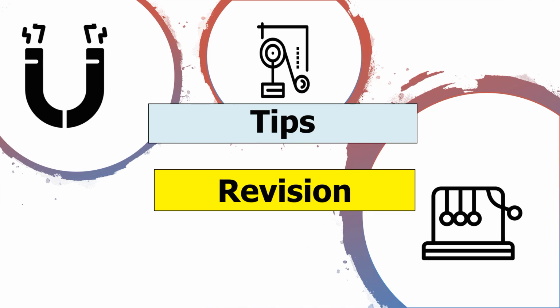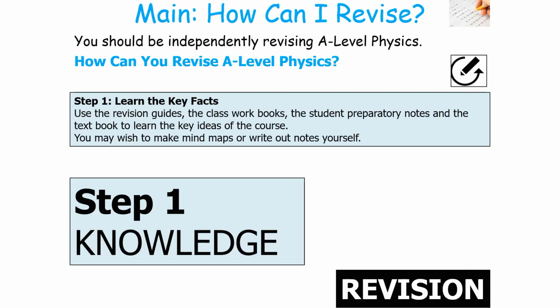Now, how should you be revising your A-Level Physics? Well, the first step to carry out revision for A-Level Physics is to learn the key facts. So use your revision guides, class workbooks, student prep notes and the textbook to learn the key ideas of the course, which may include you making mind maps or writing out notes yourself.